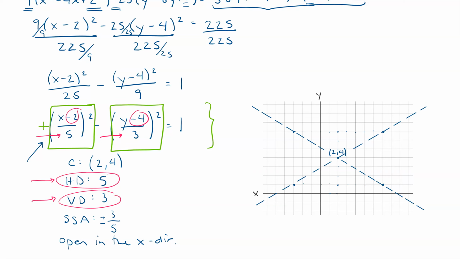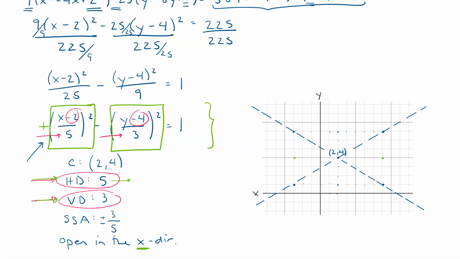Well, if this hyperbola opens in the x direction, which of these, horizontal displacement or vertical displacement, do you think corresponds to an x direction? It's going to be the horizontal displacement. So we're going to take that horizontal displacement, and from the center, we're going to scoot 5 over. 1, 2, 3, 4, 5. Put a point there. 1, 2, 3, 4, 5. Put a point there.